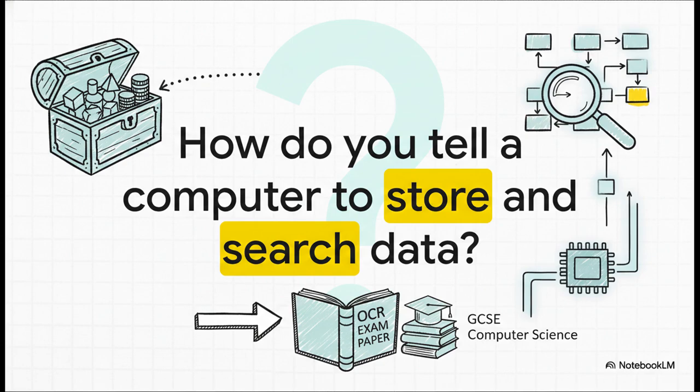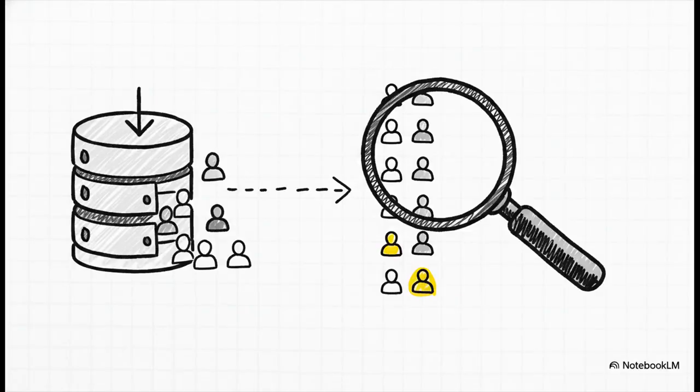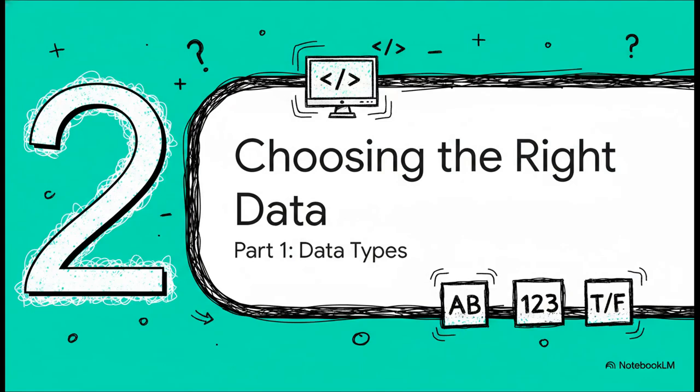It's a huge question in programming, and we're going to tackle it by looking at a problem straight from a recent OCR exam paper. All right, so the whole setup for this question is a school sports day. We're being asked to help build a program to keep track of all the data for students and their teams. And honestly, this is a classic problem you'll bump into all the time in programming. It's all about how you organize your information so you can get it back when you need it, quickly and efficiently.